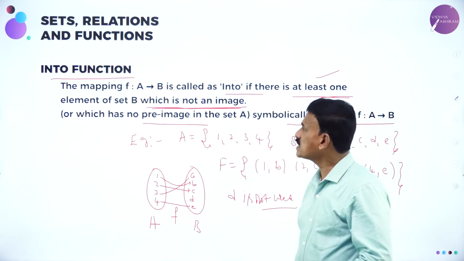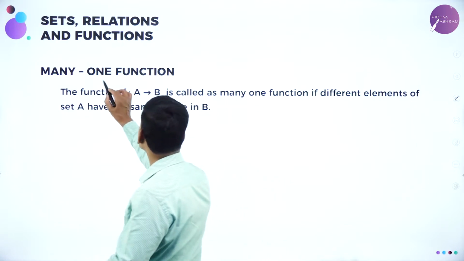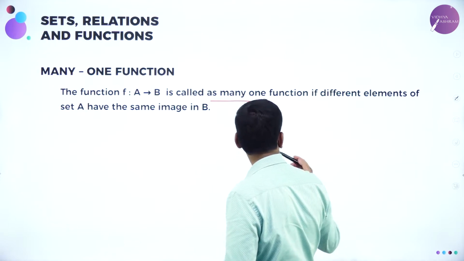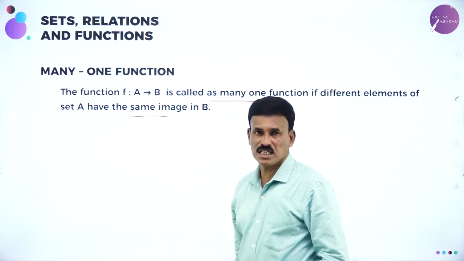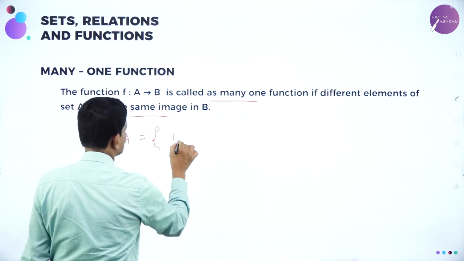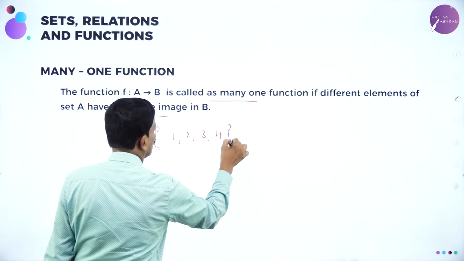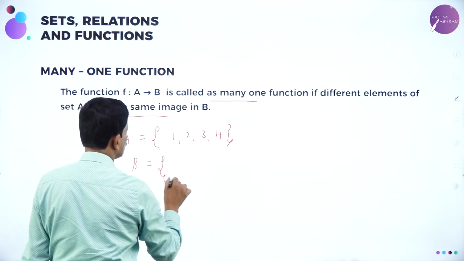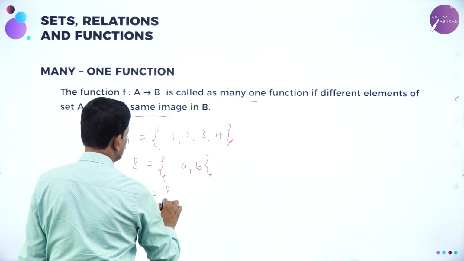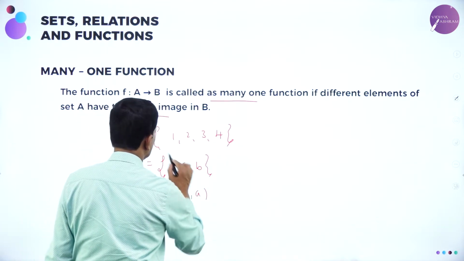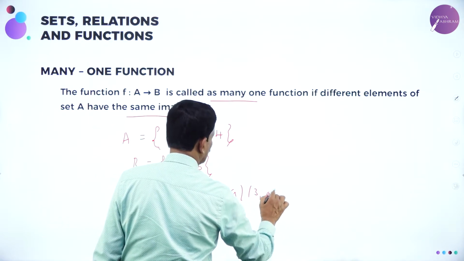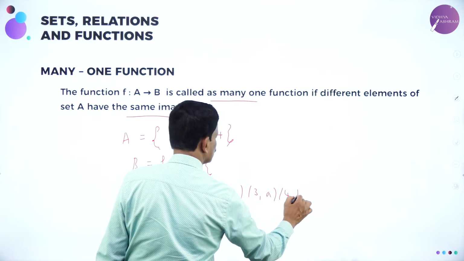Okay. Now let us come to the second one, many one function. A function f from A to B is called a many one function if different elements of the set A have the same image in B. Let us take an example. Let A contain 1, 2, 3, 4. Another set B contains A, B. Then the function is given by f is equal to {(1, A), (2, A), (3, A), (4, B)}.